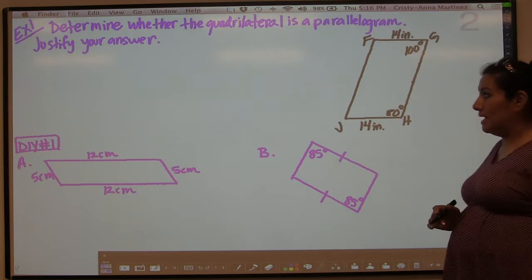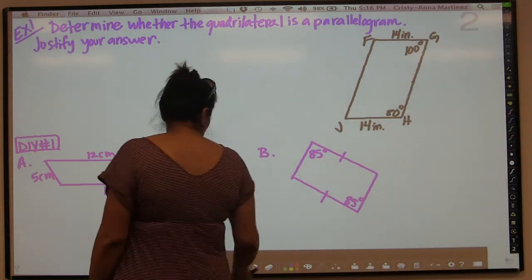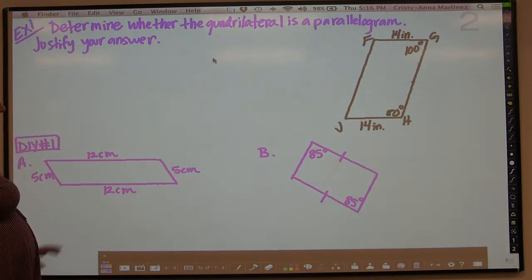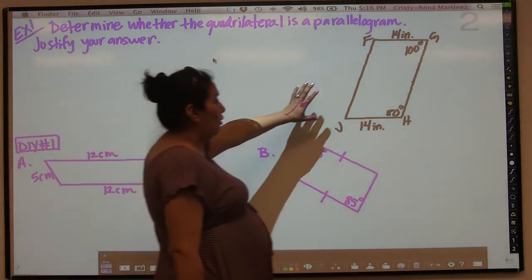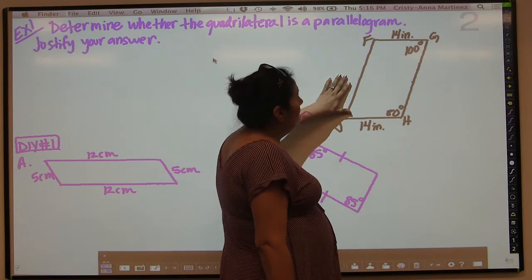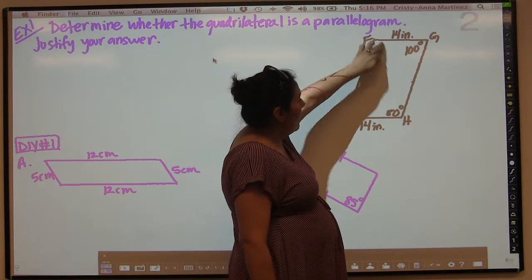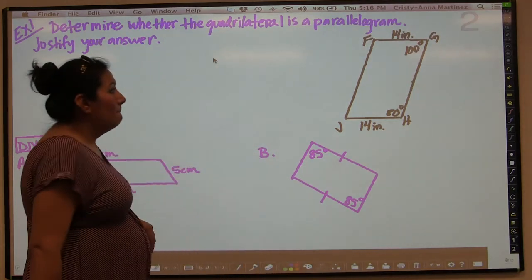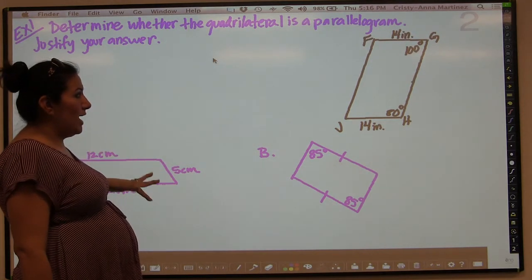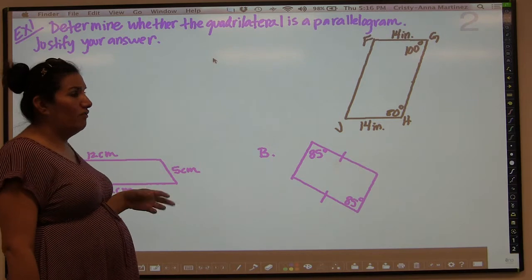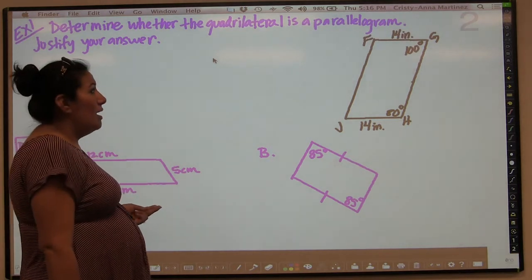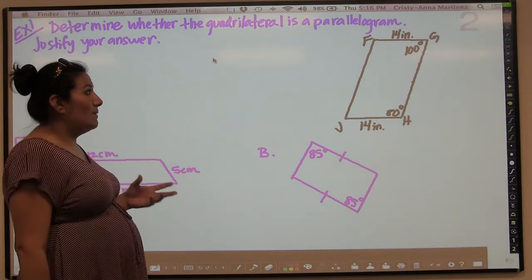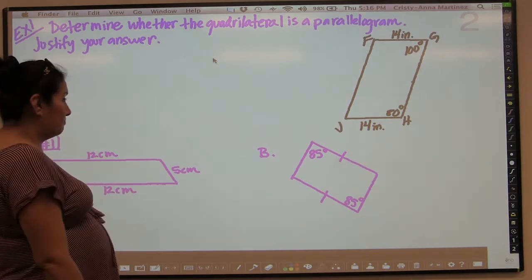So let's go to our examples. It says, determine whether the quadrilateral is a parallelogram. Justify your answer. So we have our example one over here. And what we can see is that we have one pair of opposite sides congruent, but we don't know that FJ and GH are congruent. So we can't really base it off of both pairs of sides congruent. And we don't know that any of the sides are parallel. So we can't base it off of the fourth option.